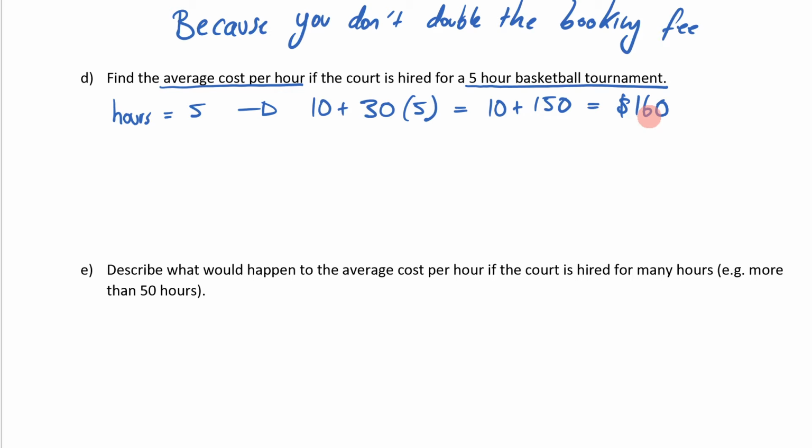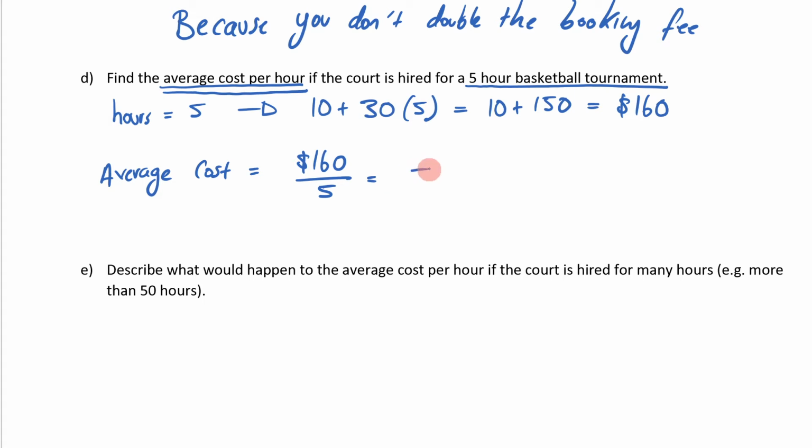But then you've got to ask yourself the question, what's the average cost per hour? Now, this isn't something that we've explicitly learned in class, but this is why it's a higher order thinking question. It's not something that we're going to teach you in class. That's what makes it harder. What you're going to do here is take the $160 and divide it by the 5 hours that you've used it. That's going to give you the average cost per hour, right? If it's $160 to hire the court, if you now divide it by how long you've had it, that's going to give you the answer.